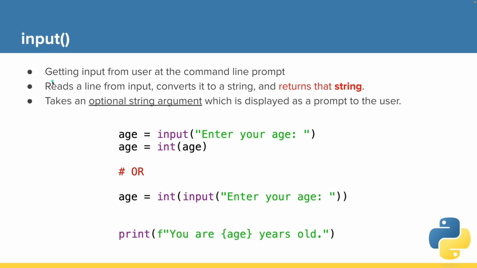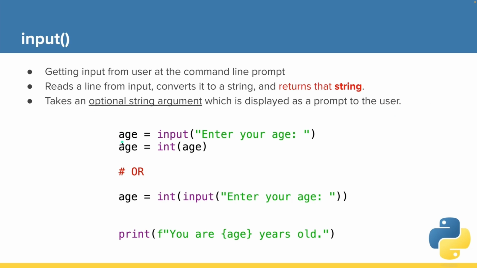So input gets input from the user at the command line prompt. It reads a line from the input that the user types in, converts it to a string, and returns that string. That's very important. If we want to return a number, we have to convert it to a number with typecasting, which is something that we've discussed. This input method takes an optional string argument, which is displayed as the prompt to the user.